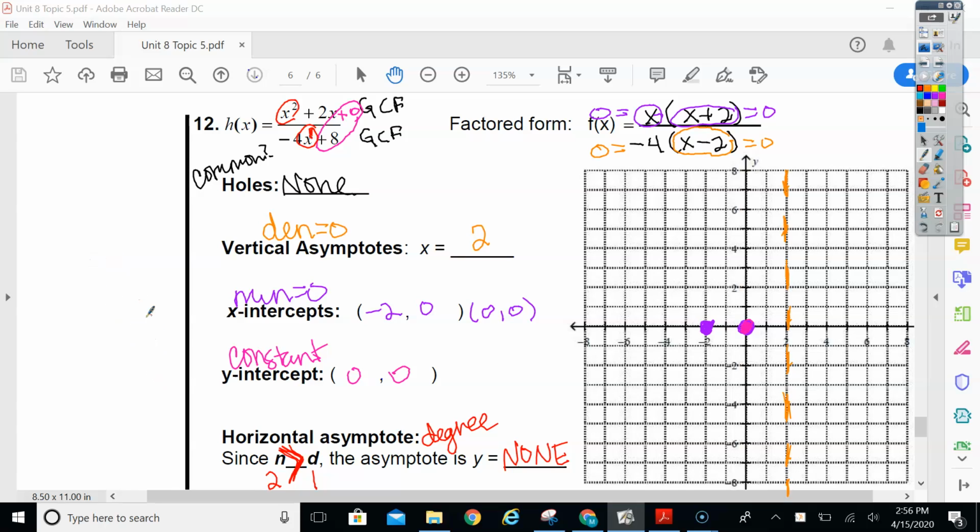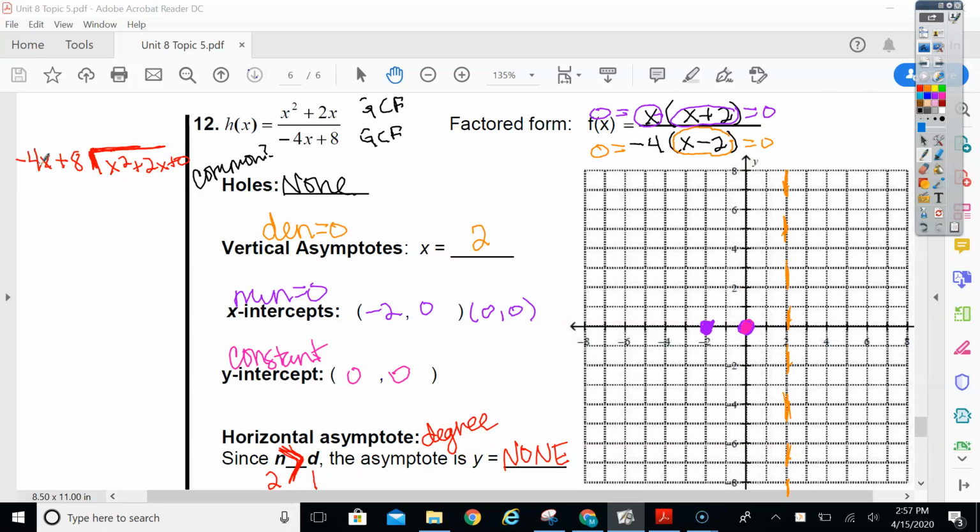So for the slant asymptote, we have to do division. I'm going to do long division here because the denominator has a coefficient. You could set up synthetic, but that one we actually hadn't learned how to do when there's a coefficient in front. So I'm just going to set it up negative 4x plus 8 divided into x squared plus 2x plus 0.